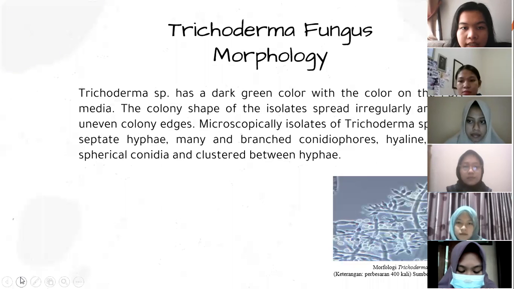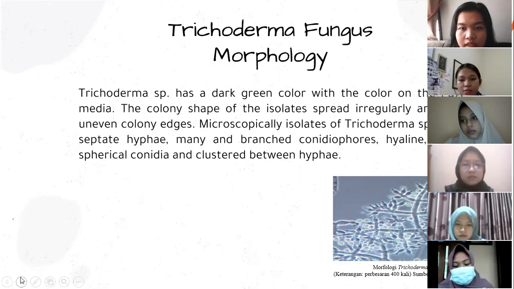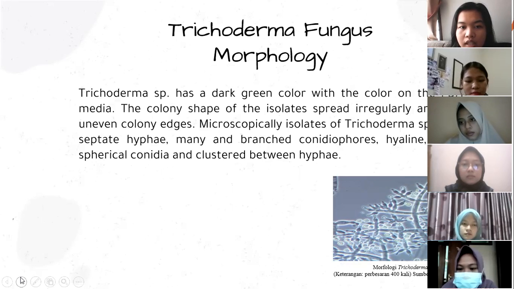Trichoderma sp has a dark green color on the PDA media. The colony shape of the isolates spreads irregularly and has uneven colony edges. Microscopically, isolates of Trichoderma sp have septate hyphae, many branching conidiophores, hyaline, semicircle conidia, and clustered between hyphae.